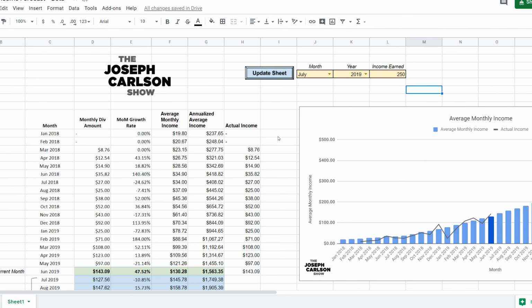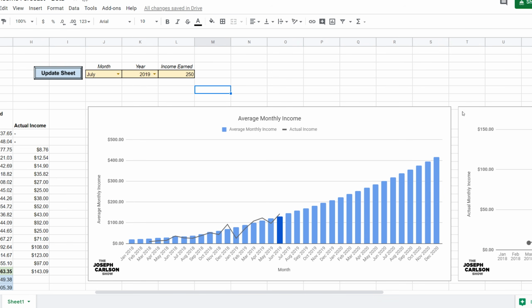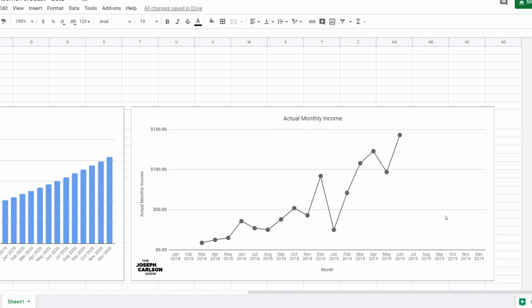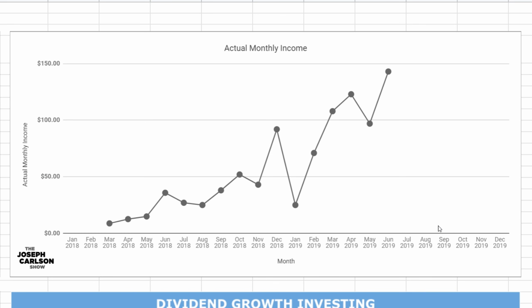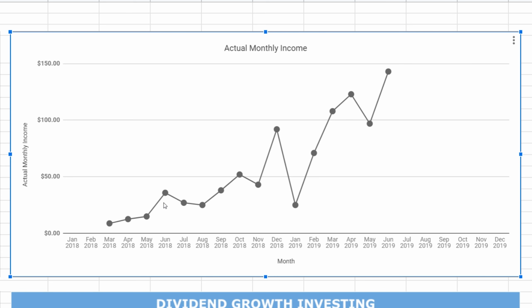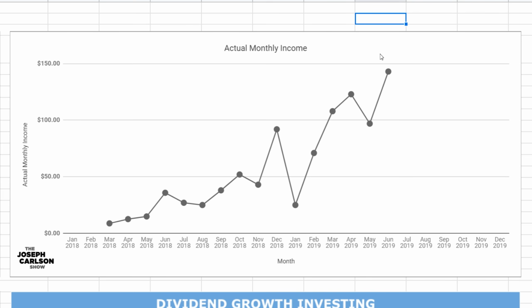Now, you'll see some stuff that looks new and then some stuff that looks familiar. So I'll go over it. The first one here, this graph off to the right here, it says actual monthly income. This is identical to the previous graph I've been using, month over month, plotted out of how much money you made that month. And you can see as it goes up, $143 in June, right? That was last month. And that graph is pretty basic. You can use that as an indicator.